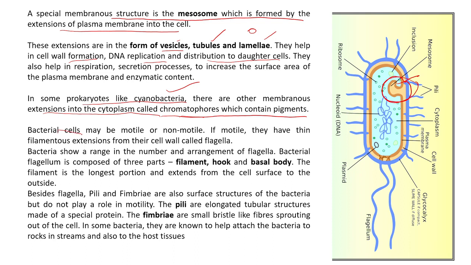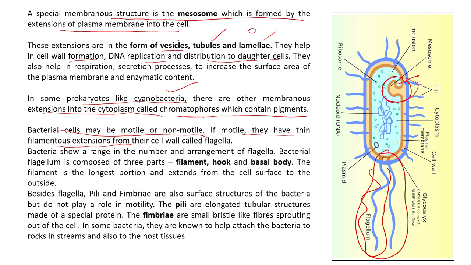A bacterial cell may be motile or non-motile, meaning they can move or they cannot move. If they are motile, they have a thin filamentous extension. You can see this filamentous extension. You can consider it as the tail of the bacteria. When this tail waves, the bacteria moves. So these filaments help in the motility of bacteria, and this whole unit is called flagella.